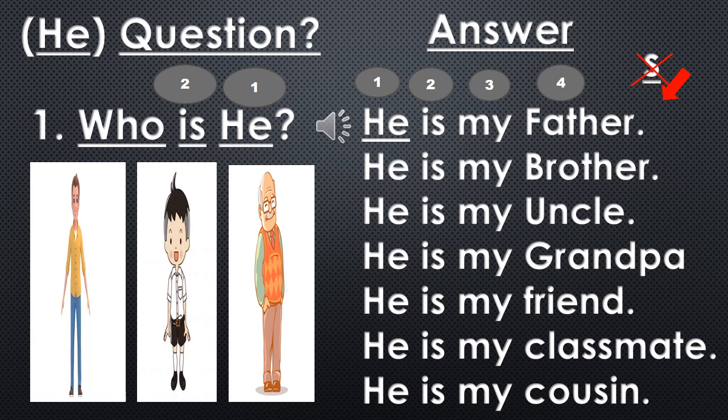Now let's use the who question to introduce one person, boy or male. Number 1. Who is he? He is my father. He is my brother. He is my uncle. He is my grandpa. He is my friend. He is my classmate. He is my cousin. So remember, always use he to introduce one person, male or boy.